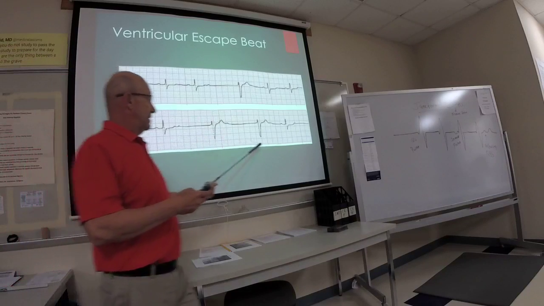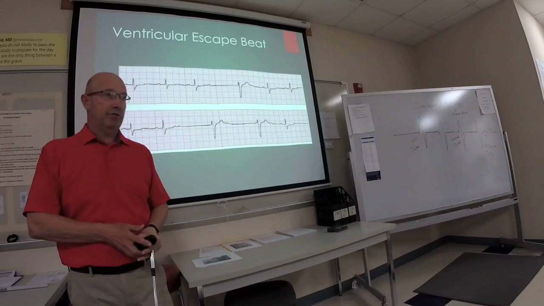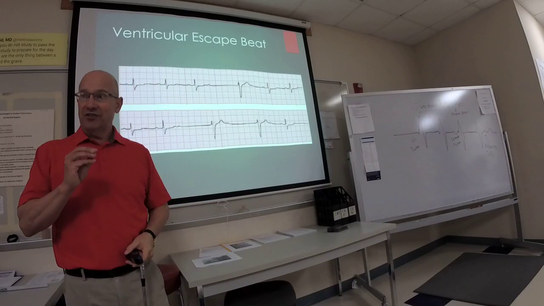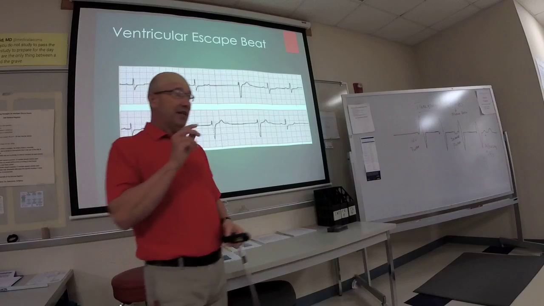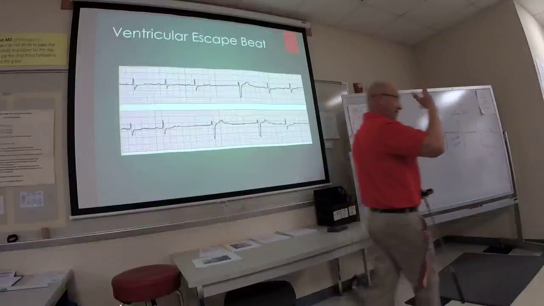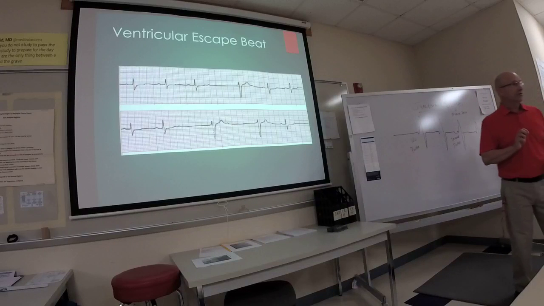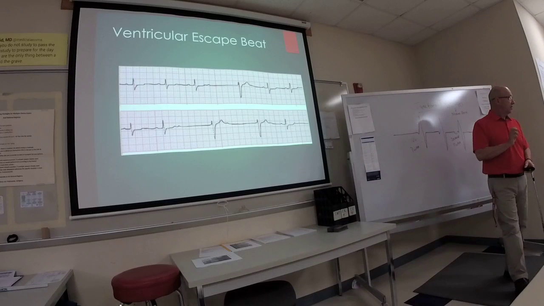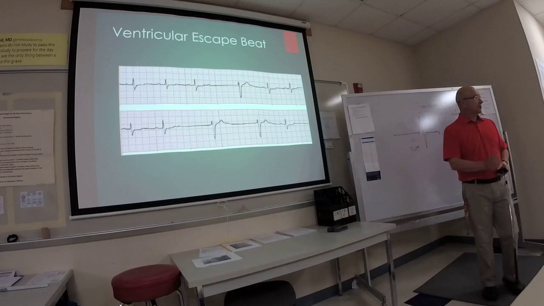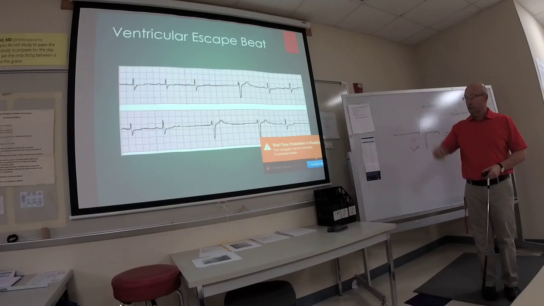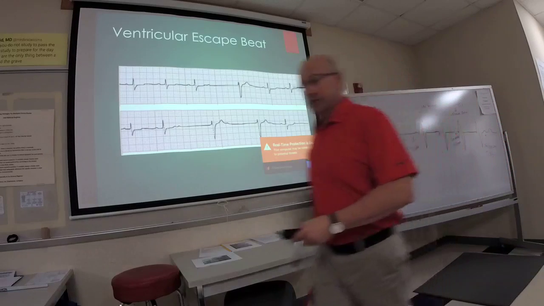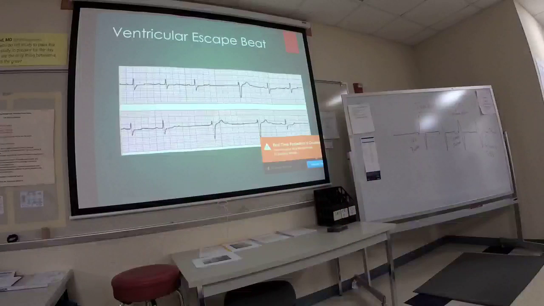Because now, with these junctional escape beats, we're down to our last line of defense, right? Our first line of defense was the normal SA node. Then we have a backup with the junctional AV junction, and then the last backup is the ventricular response.